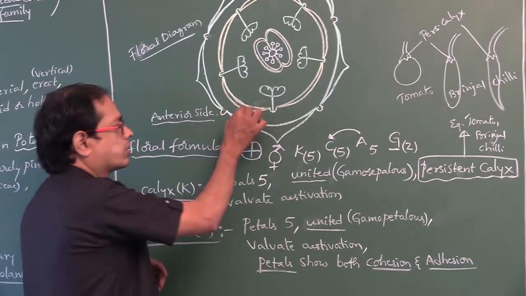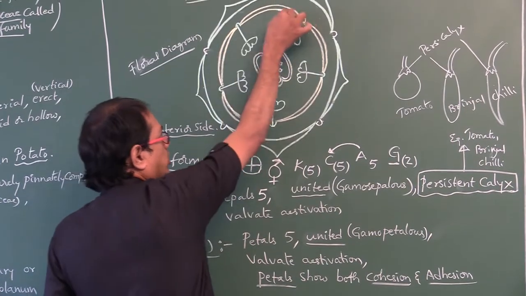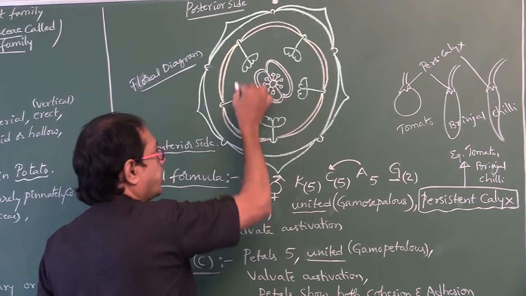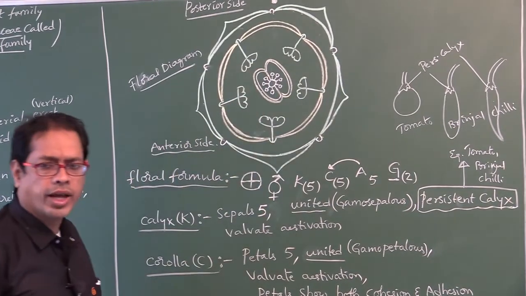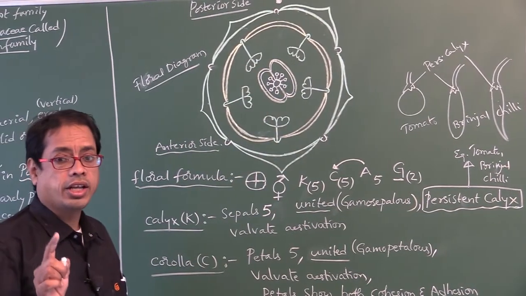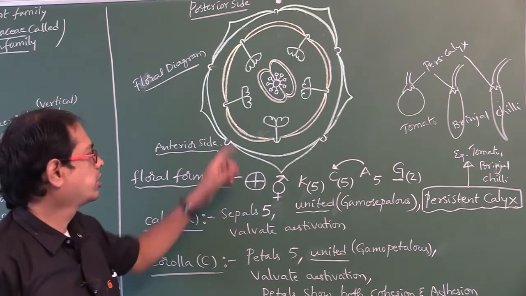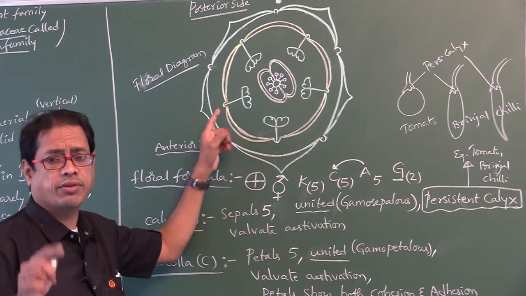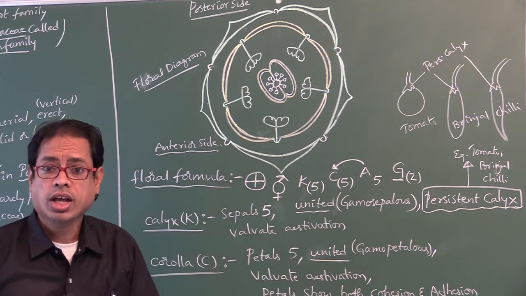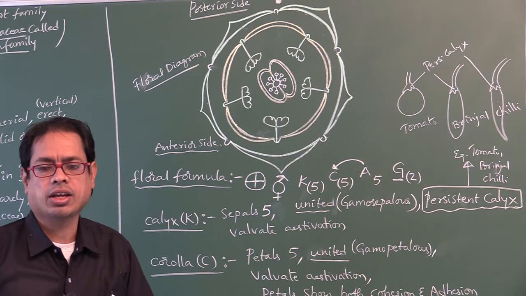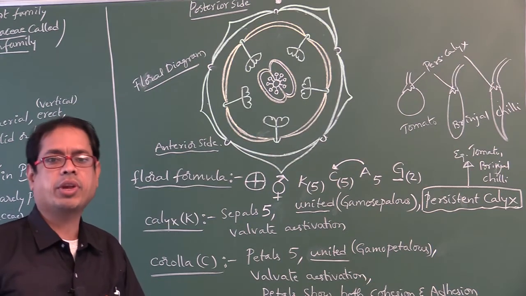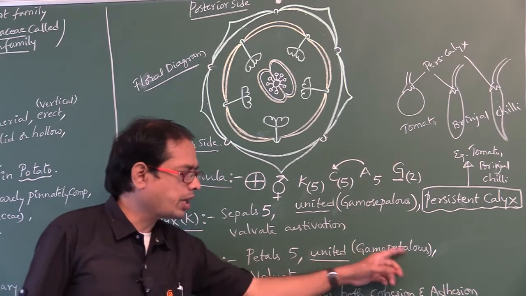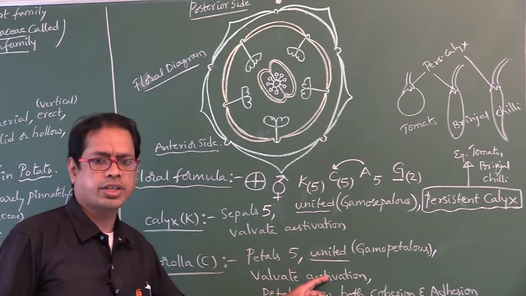Next, petals: 1, 2, 3, 4, 5. Petals are fused, united. So number of petals 5, united. That is gamopetalous. Estivation is valvate, whereas in Fabaceae the corolla shows vexillary or descendingly imbricate estivation. So petals 5, united, called gamopetalous, valvate estivation.